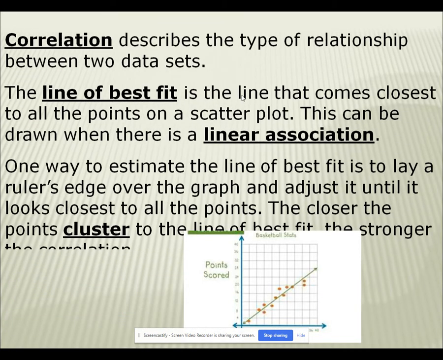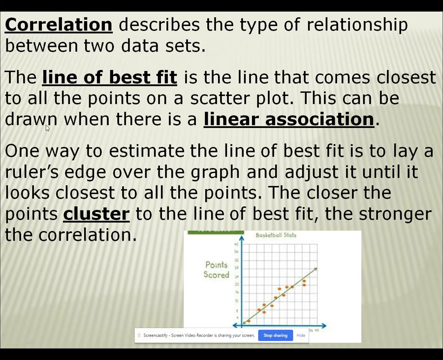All right, now let's get into being able to look at it and talk about the actual relationship in the graph. A correlation describes the type of relationship between the two data sets. Remember, we said correlation, trend, relationship, association, they're all the same thing. It describes what's going on between the two variables, your X and your Y.